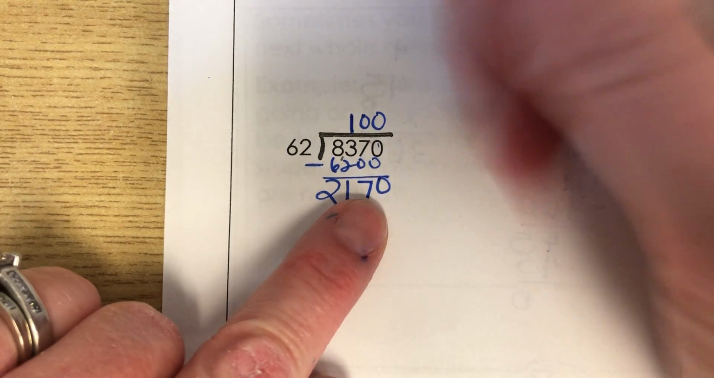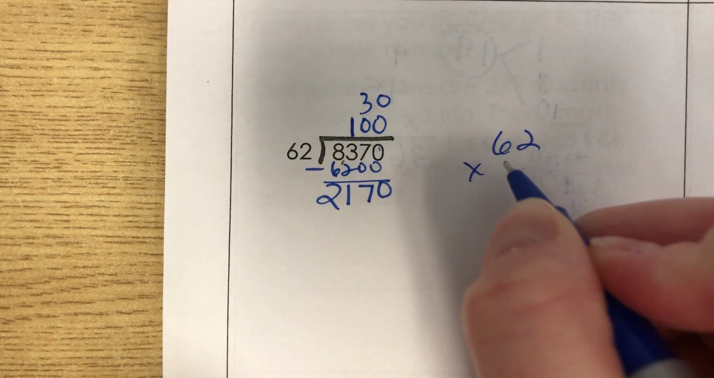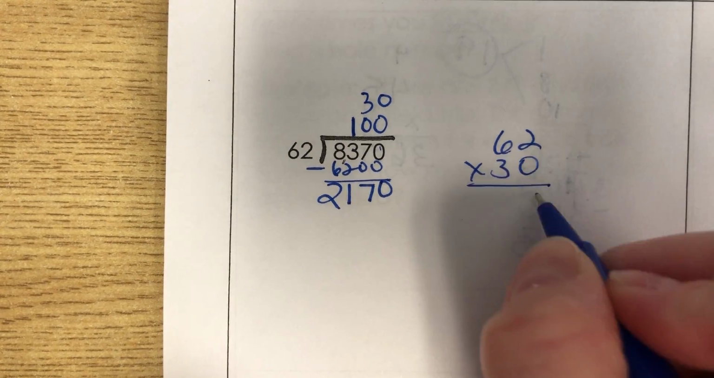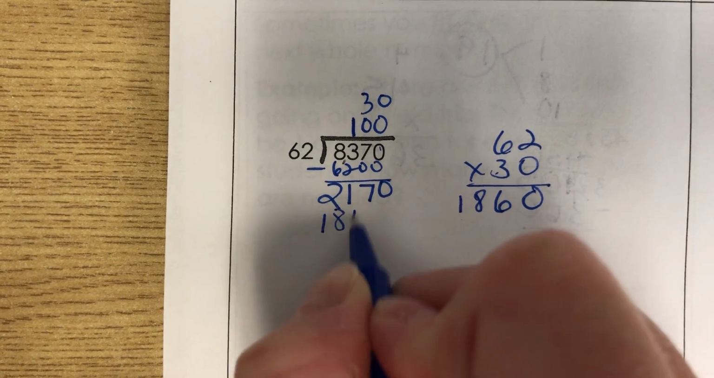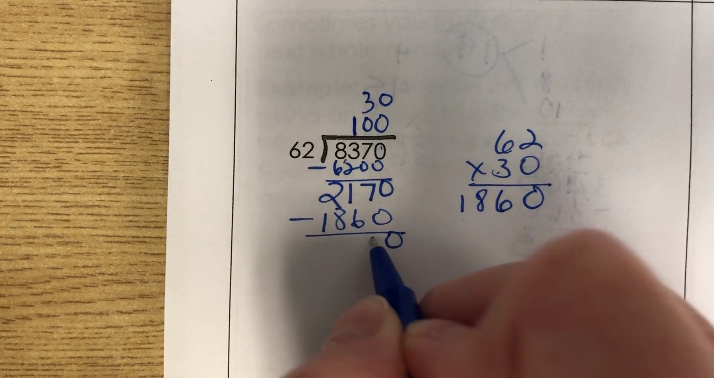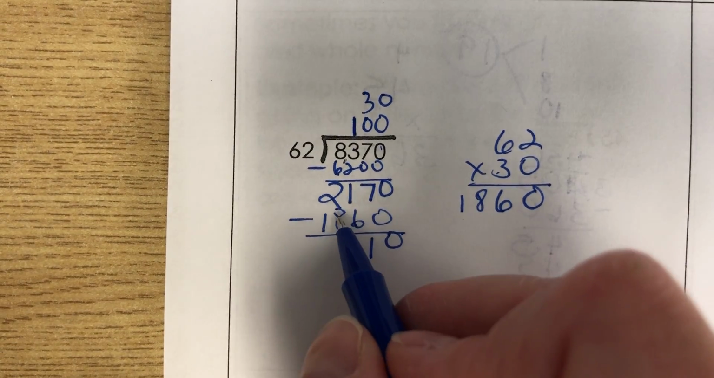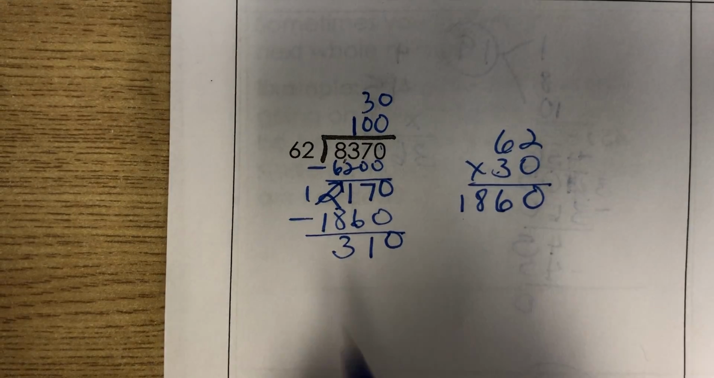But there's another digit after that, so we need 30. So let's do 62 times 30. Put my 0 in the ones place. 3 times 2 is 6. 6 times 3 is 18. 1,860, and we subtract. 0 minus 0, 7 minus 6, and 21 minus 18 is 3. You could borrow, that's fine, but it's 3.